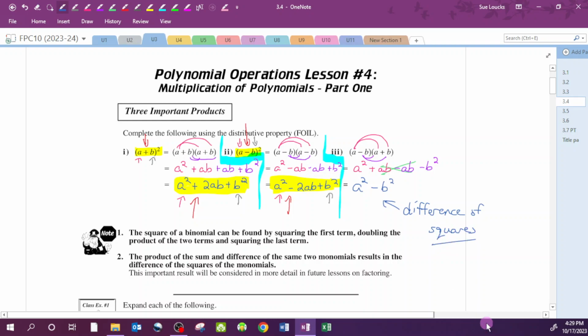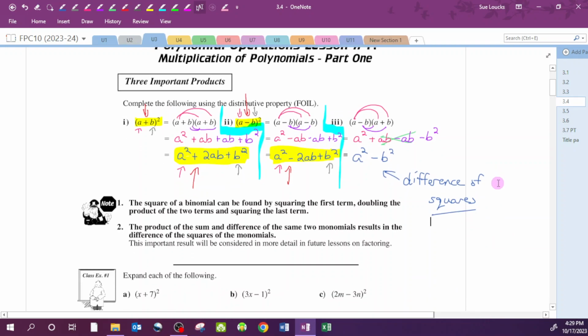And this turns out to be an important thing to know, and it becomes an important tool. And we will look at them later on in this course when we do factoring. Let's do some examples.